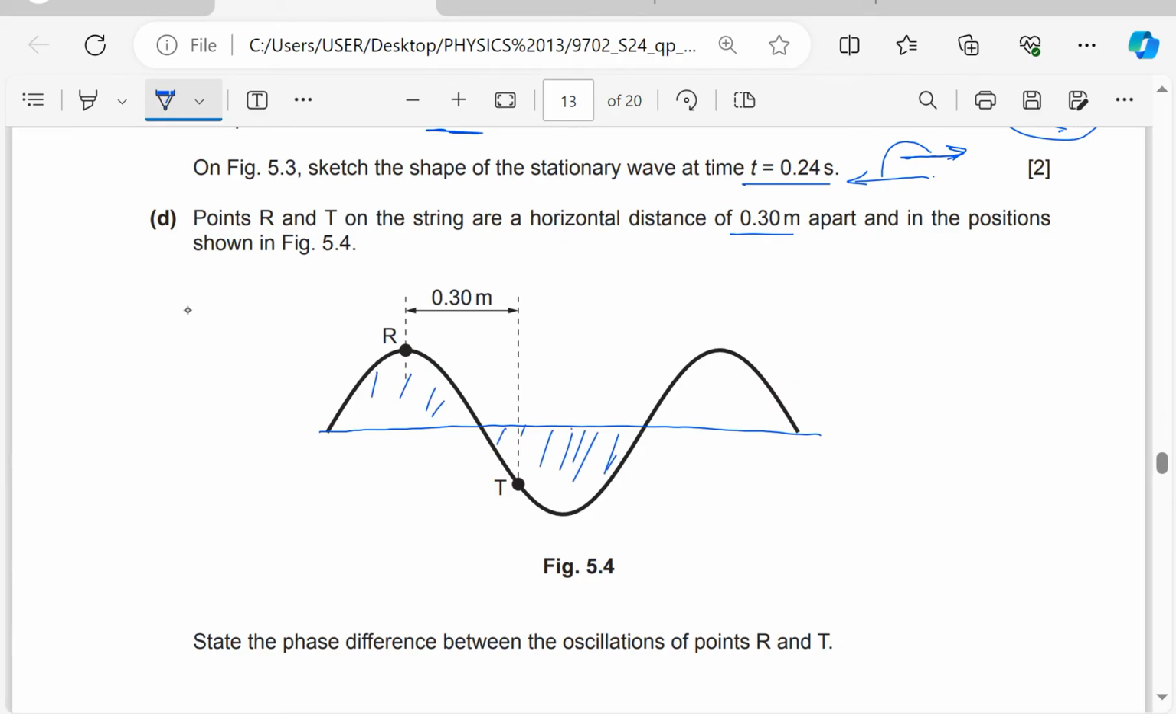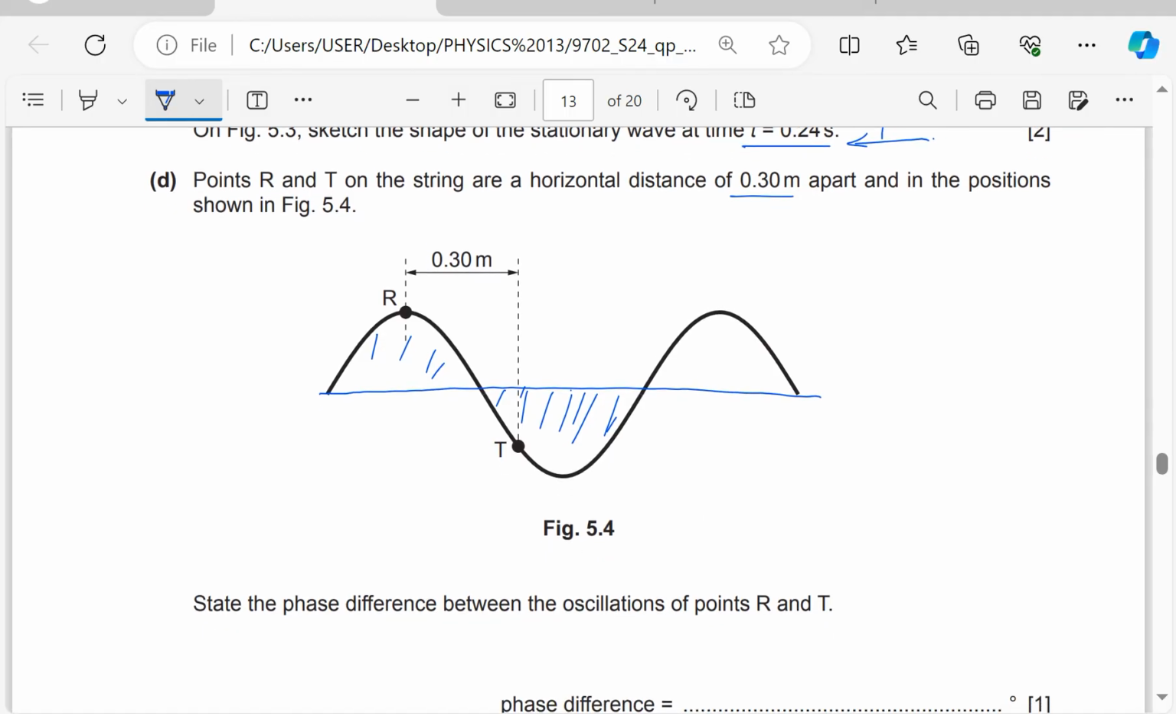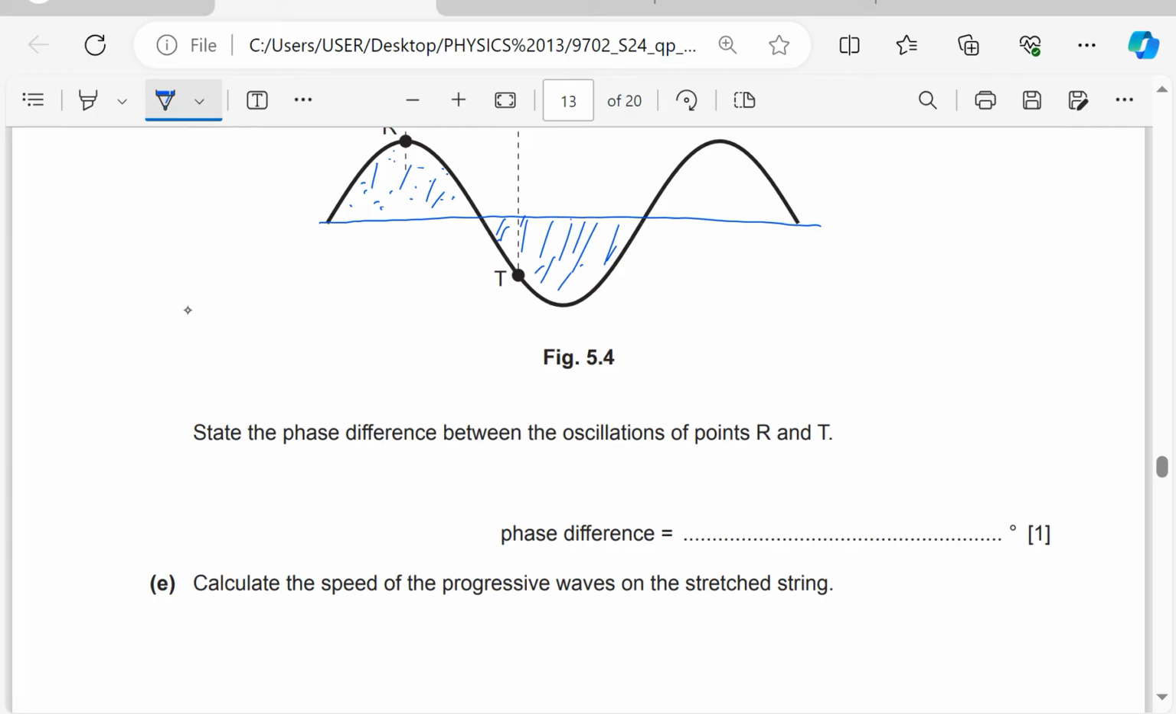And remember, your teacher must have told you that particles in two adjacent segments vibrate 180 degrees out of phase. Particles in the same segment vibrate in phase. If R and T were in the same segment here, the phase difference would be 0. But since they are in two neighboring segments, they are 180 degrees out of phase without even calculation. So this is 180 degrees out of phase, or pi radians.